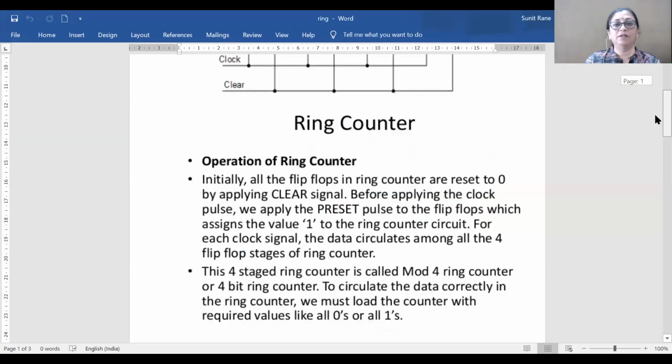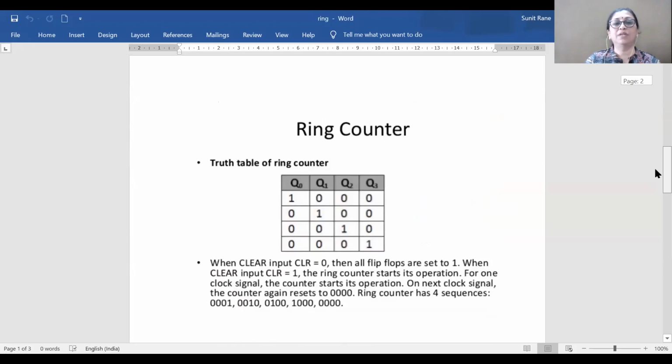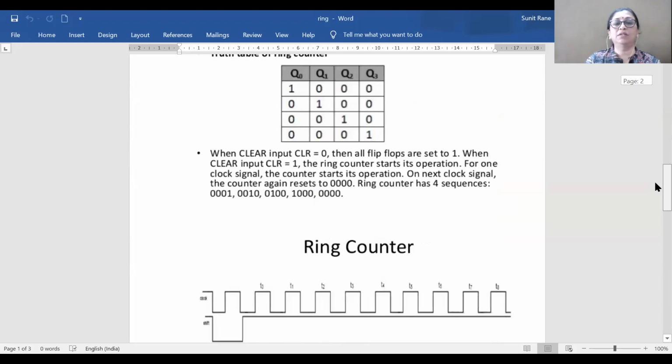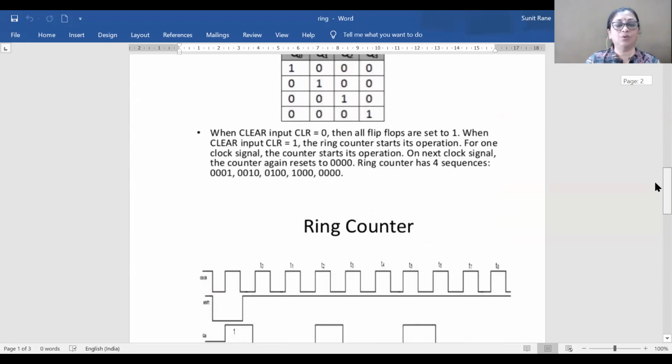So we were discussing the ring counter, isn't it? The working principle we have seen. We have seen the truth table. Now let us draw a timing diagram from this truth table. It is very easy to draw.